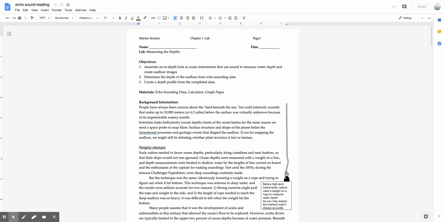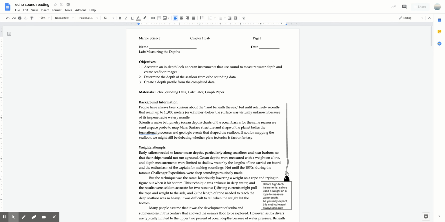All right. So taking a look, we are going to get an in-depth look at ocean instruments that use sound to measure water depth and create seafloor images. Then we're going to determine the depth of the seafloor from echo sound data, and create a depth profile from that completed data. I have the echo sounding data for you. You're going to calculate that, so you will need a calculator.